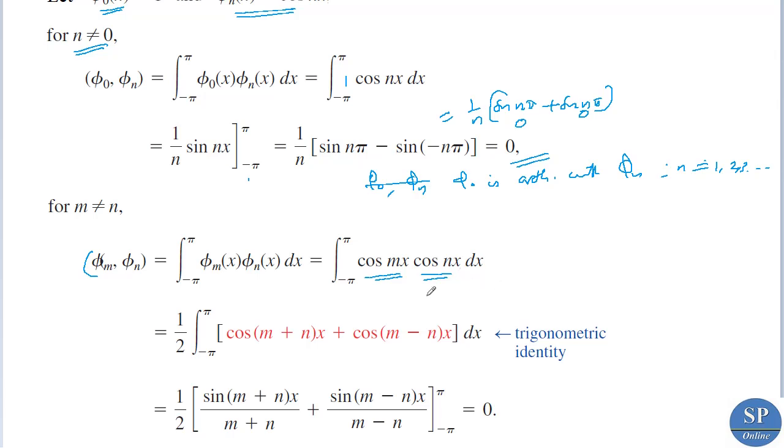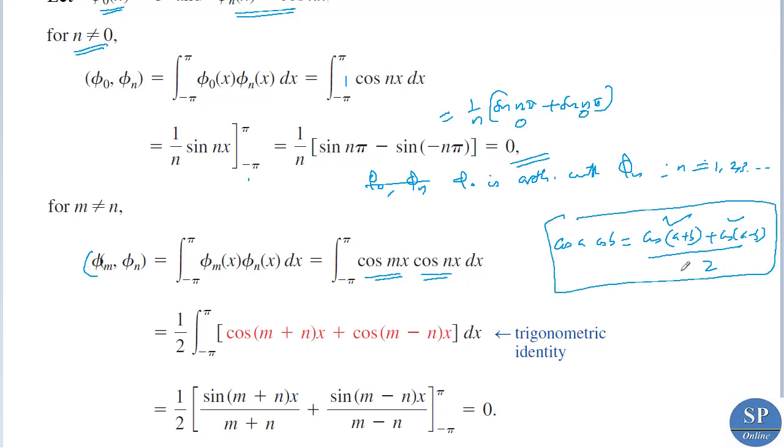By trigonometric identity, cos a cos b is equal to cos a plus b plus cos a minus b, divided by 2, because cos a plus b is equal to cos a cos b minus sin a sin b, and cos a minus b is equal to cos a cos b plus sin a sin b. So adding cos a plus b and cos a minus b, we get 2 into cos a cos b. So cos a cos b is equal to cos a plus b plus cos a minus b, divided by 2.